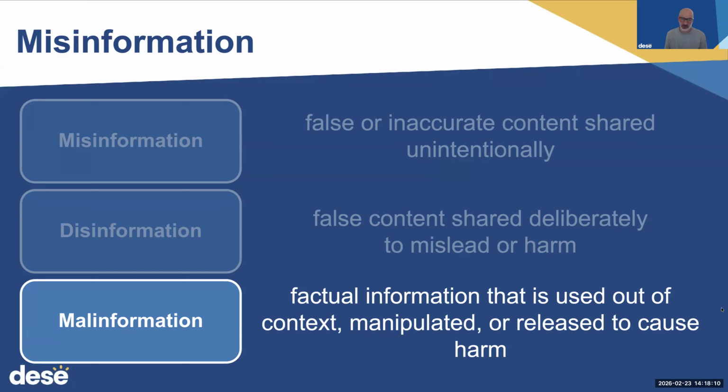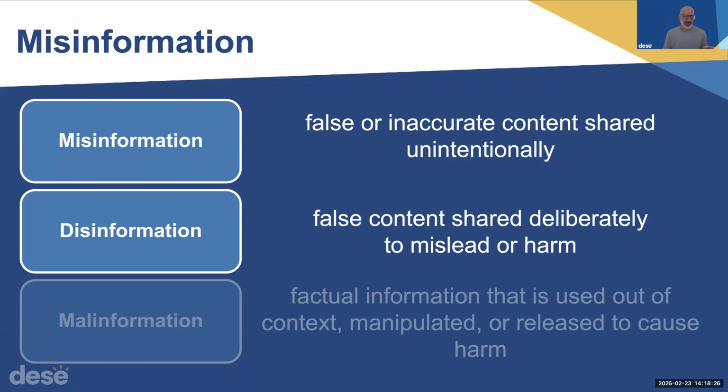Could that be the case with generative AI? Absolutely. We could have factual information that's manipulated by a generative AI tool, a factual video that's manipulated, and that can potentially cause harm. We don't tend to think about generative AI output as malinformation. It tends to land in one of these two categories, whether it's disinformation or misinformation. Disinformation is false content shared deliberately to mislead or harm. This is completely fabricated content, fabricated video, fabricated audio, fabricated images that can mislead.